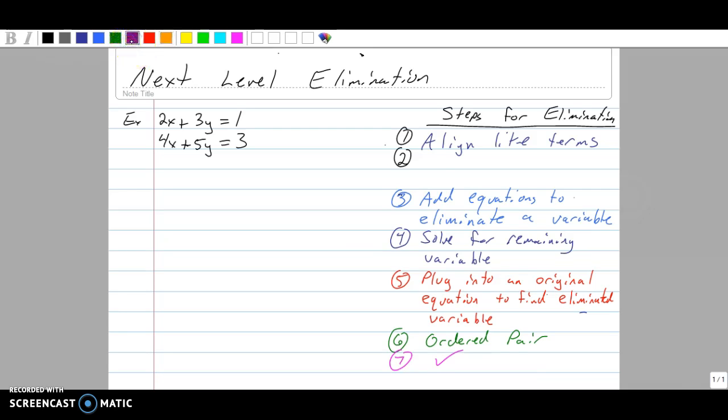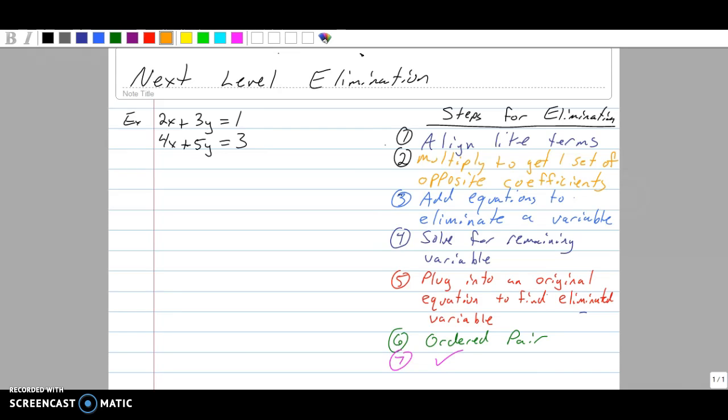Step 2 is multiply to get one set of opposite coefficients. Multiply to get one set of opposite coefficients.